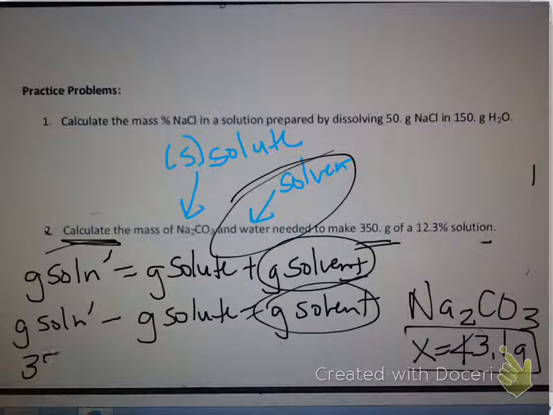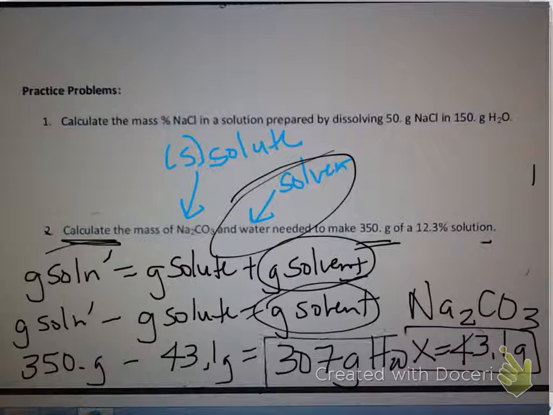So here we have 350 grams given for the solution. We subtract 43.1 grams for the solute, and keeping significant figures in mind because we're going to round to the one place, I'm going to get 306.9 or 307 grams of water. Okay, so we have 307 grams of water and roughly 43.1 grams of sodium carbonate. If we mix those together, dissolve them, we'll make the 12.3% solution.